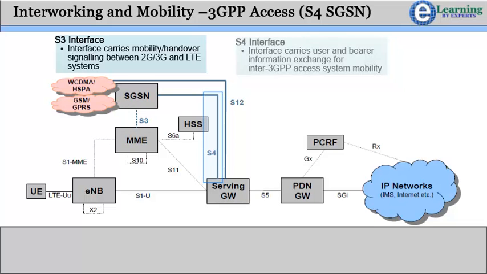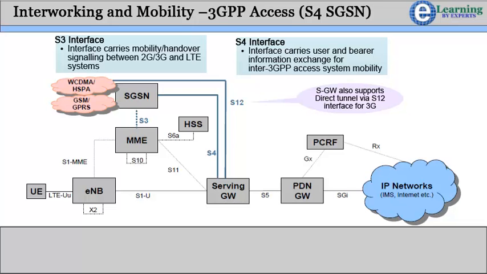S4 is the reference point between the SGSN and the SGW. It is the user plane counterpart for the S3 interface. It enables user and bearer information exchange for inter-3GPP access system mobility. The SGW acts as the mobility anchor for interworking with other 3GPP technologies such as GSM and UMTS. SGW also supports direct tunnel via the S12 interface for 3G.